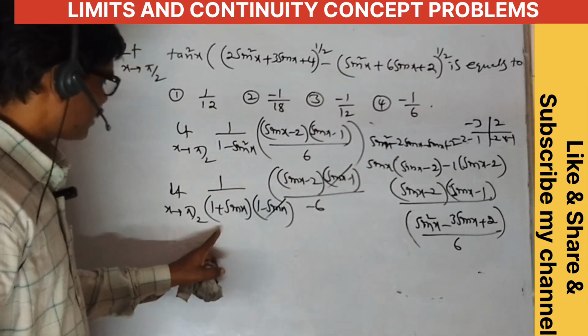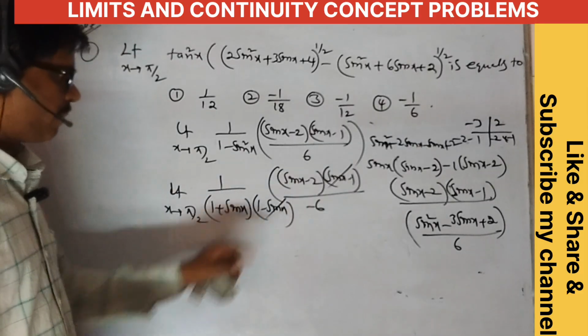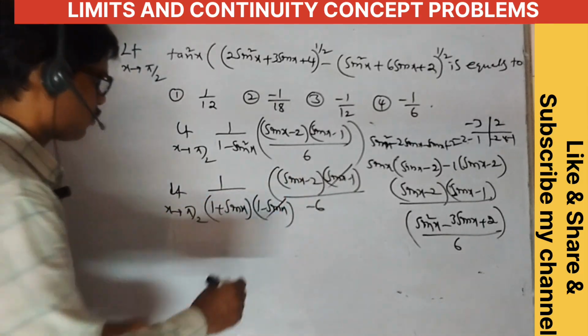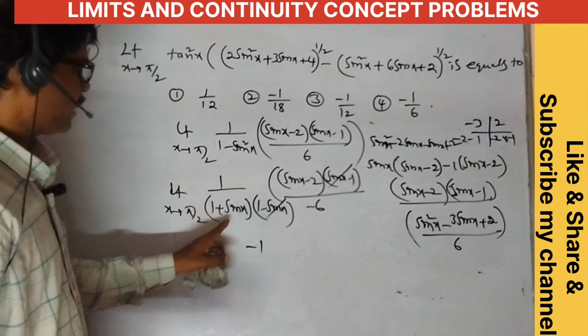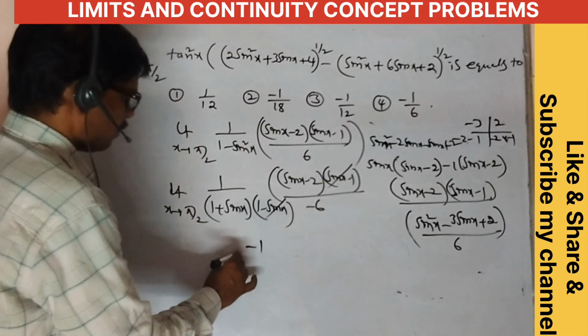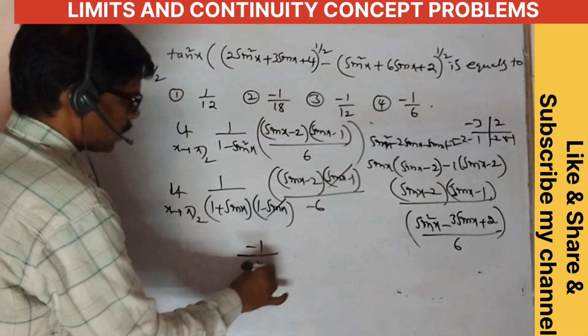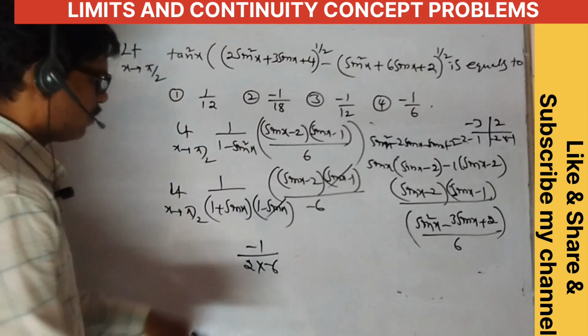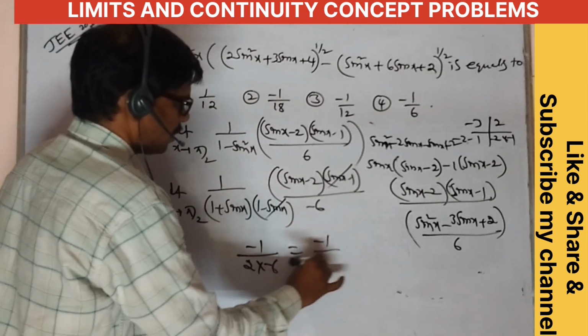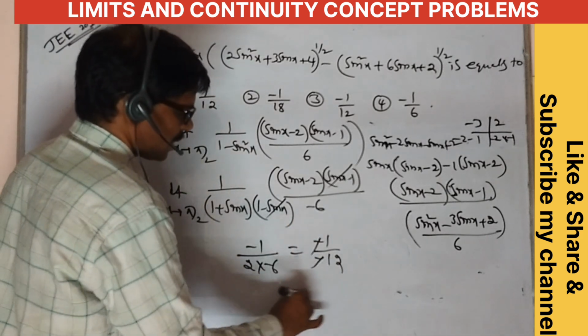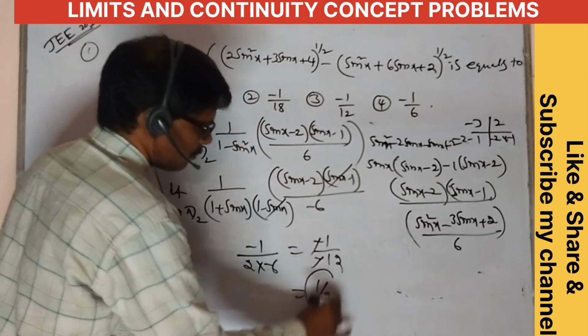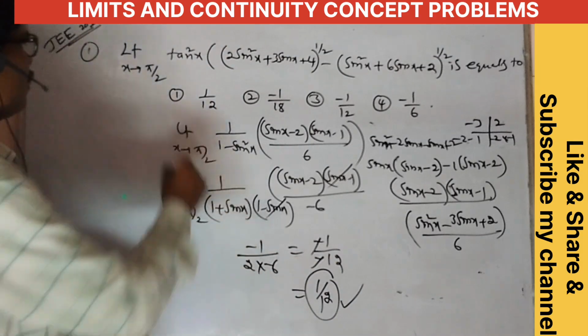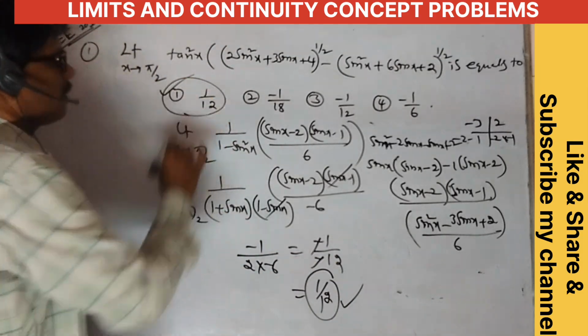Next, here sin pi by 2 is equal to 1 only. 1 minus 2 is equal to minus 1. This is minus 1. Next sin pi by 2 is equal to 1 only. 1 plus 1 is equal to 2. 2 into minus 6. Okay, total answer is equal to minus 1 by minus 12, minus gets cancelled, equal to 1 by 12. 1 by 12 is our answer. Option 1 is the correct answer.